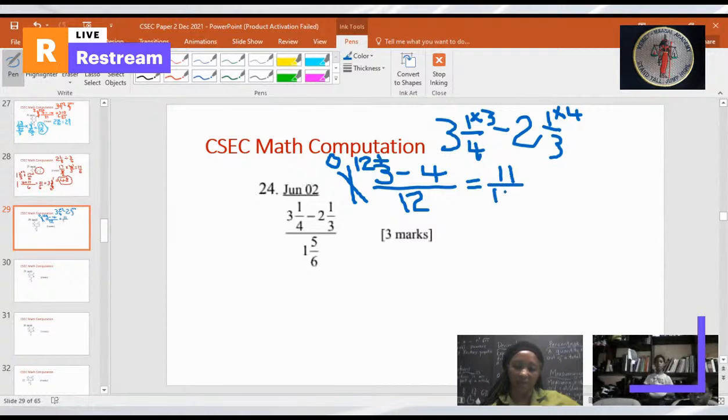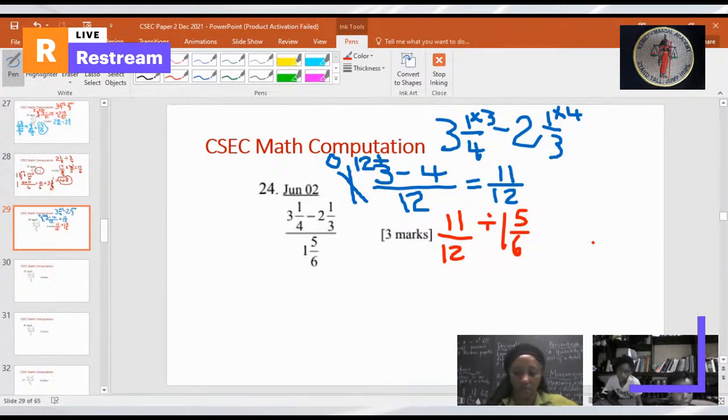Am I done? No, miss. What next? It would be 11 over 12 divided by 1 and 5 over 6. You then change the 1 and 5 over 6 to an improper fraction.